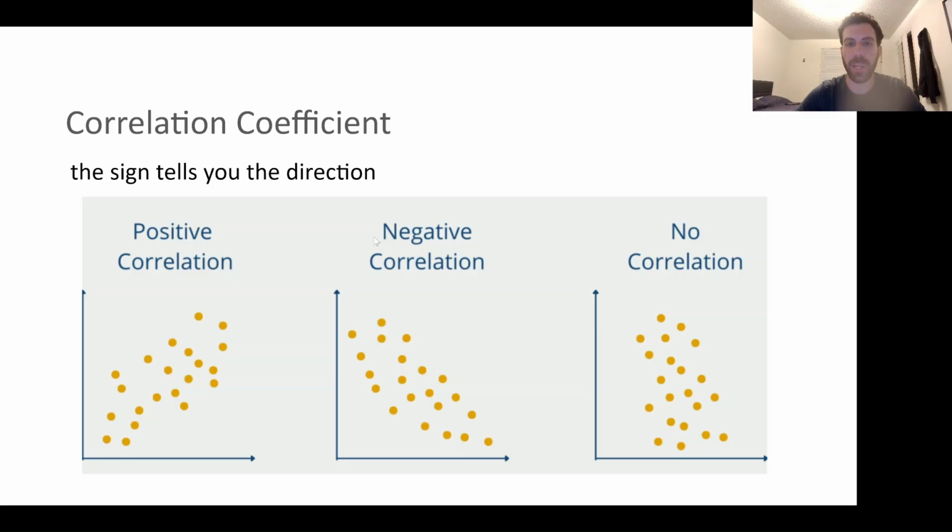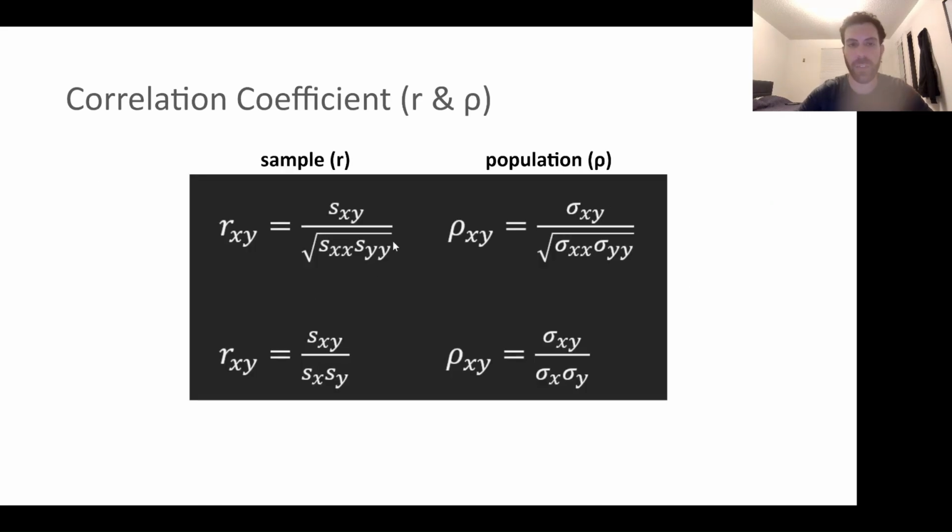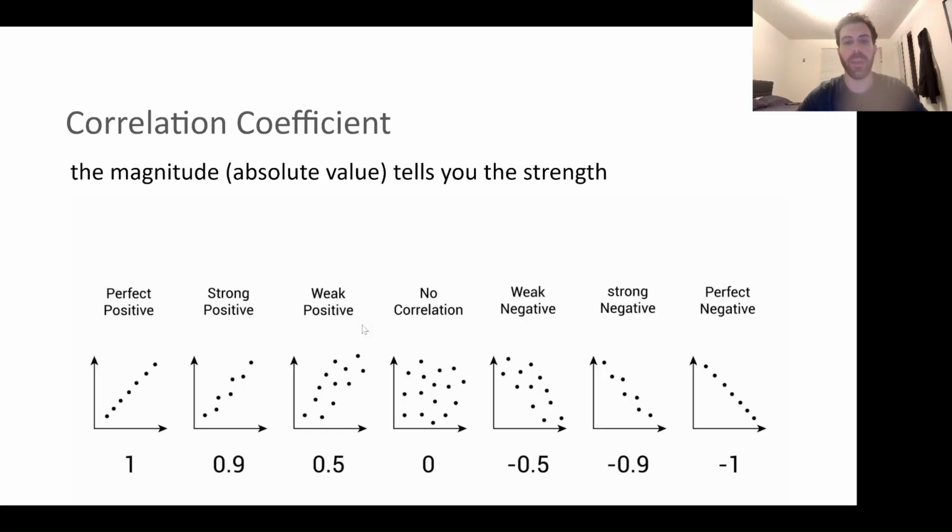I know it's going to be negative in this scatter plot, and I know it's going to be close to 0 in this scatter plot. The other thing to keep in mind is because we standardized it by dividing by the standard deviation of x and the standard deviation of y, it's bounded by 0 and 1. So that's what I wanted to get at in this next slide.